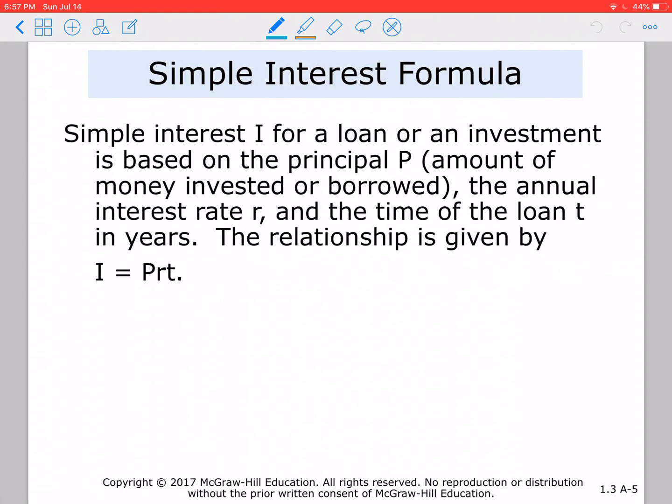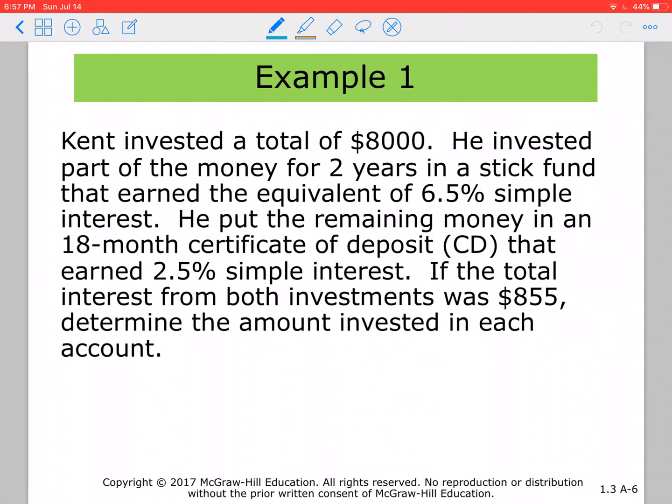First is the simple interest formula. I equals PRT. I stands for interest, P is for the principal or the initial amount invested or borrowed, R is our rate as a decimal, and T is time in years.